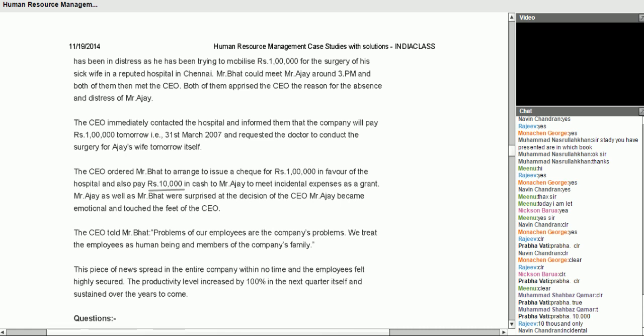Mr. Ajay as well as Mr. Bhatt were surprised at the decision of the CEO, right? Both of them were surprised because they were expecting that the CEO would shout at them and ask for the reasons. But the CEO, as a good gesture, helped them instead of shouting at them. Mr. Ajay became emotional and touched the feet of the CEO.